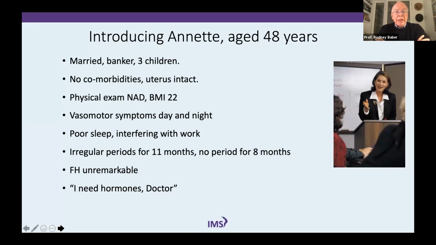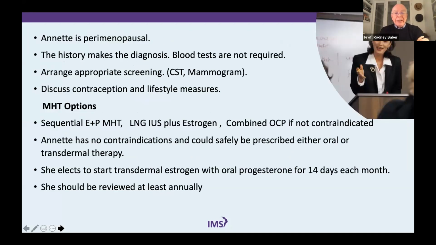She had irregular periods for 11 months, and she's had no periods for the last 8 months. Her family history is unremarkable. She's tried everything else there is, and she said to me, I just need hormones. And it's perimenopausal. The history in this case makes the diagnosis. We don't need to do any blood tests to prove this diagnosis. We should discuss appropriate screening, as I mentioned before, and we need to discuss contraception and lifestyle measures.